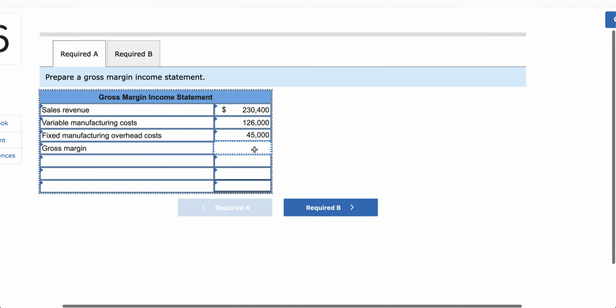And it is positive here, the $230,400 minus these two numbers here. We come up with a gross margin of $59,400.